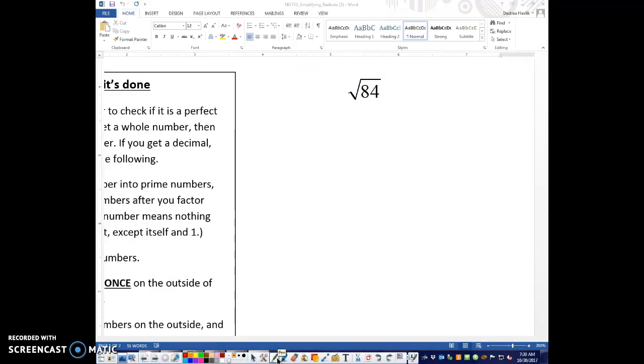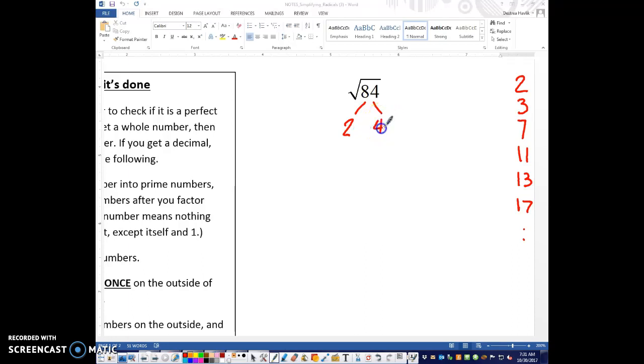How we do that is you're going to go through the prime numbers. Prime numbers are numbers that can only be divided by themselves and 1. So 2, 3, 7, 11, 13, 17, and so on, okay? These are all prime numbers. So we're going to take 84 and start at the top of the list. Can 84 be divided by 2? Do 84 divided by 2 in your calculator.